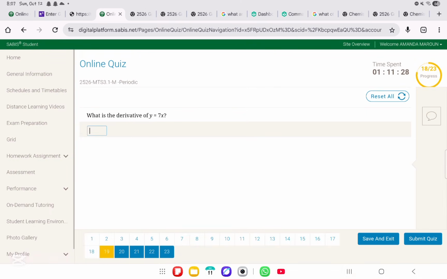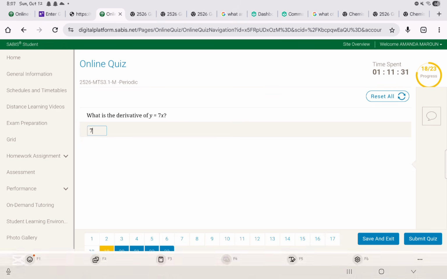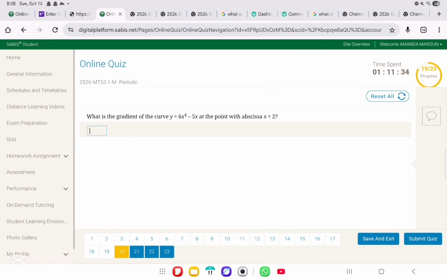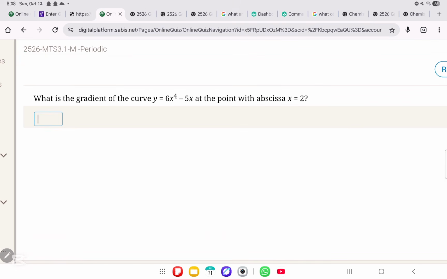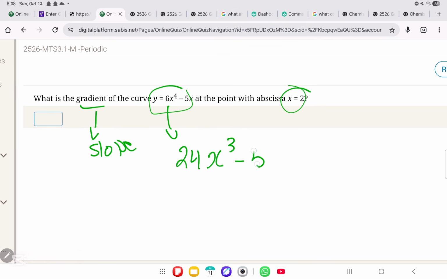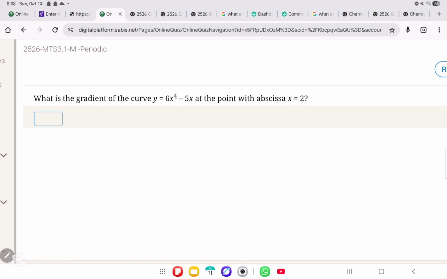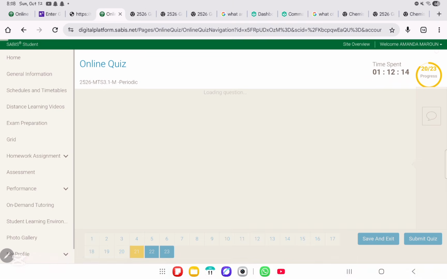We'll move on to question number 19. This is so easy. What's the derivative of 7x? It's 7. We'll move on to question number 20. What is the gradient of the curve at this? Gradient means slope. They gave us a curve and they gave us an x. We take the derivative of the curve. So it's going to be 24x to the power of 3 minus 5. Now substitute x by 2. So 24 times 2 to the power of 3 minus 5, and you will get the answer to be 187.